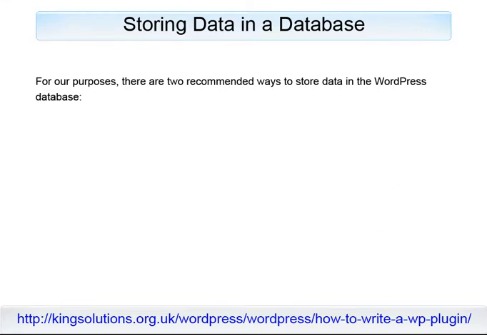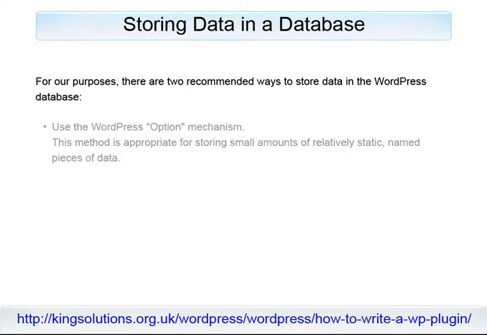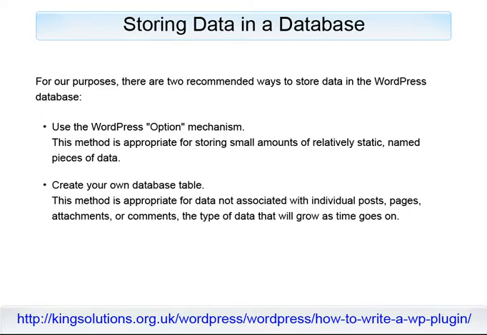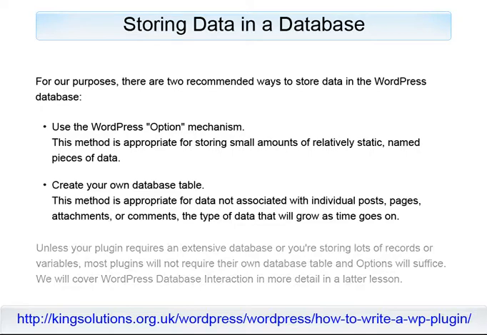Storing data in a database. For our purposes, there are two recommended ways to store data in the WordPress database. The first is to use the WordPress option mechanism. This method is appropriate for storing small amounts of relatively static, named pieces of data. The second is to create your own database table. This method is appropriate for data not associated with individual posts, pages, attachments or comments, the type of data that will grow as time goes on.